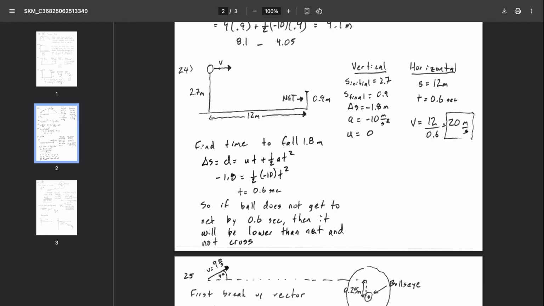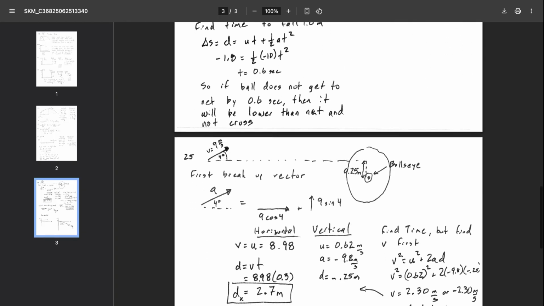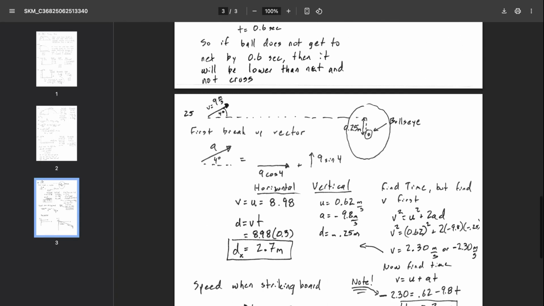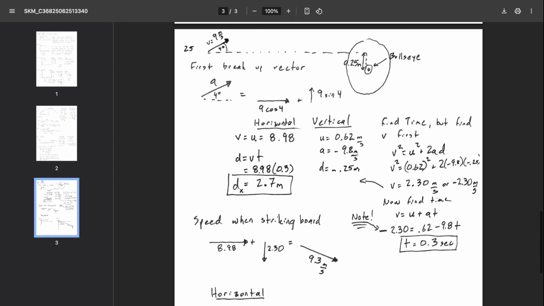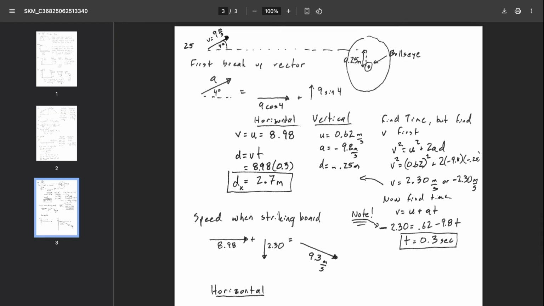So if the ball is not struck at 20 meters per second, at a minimum, then it will definitely hit the net. And most tennis players hit it much faster than that. That's like 45 miles an hour. All right, so this was the most complex problem. Well, let's just take a look at it for a second.